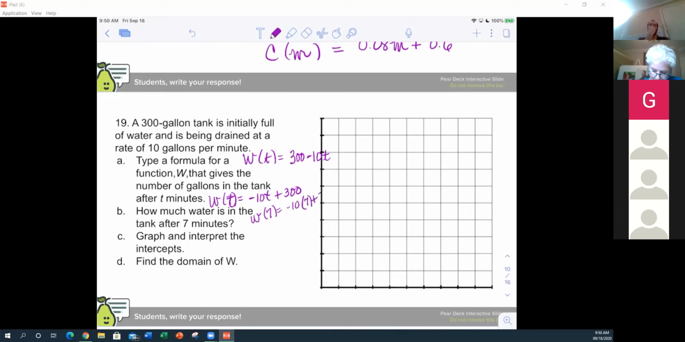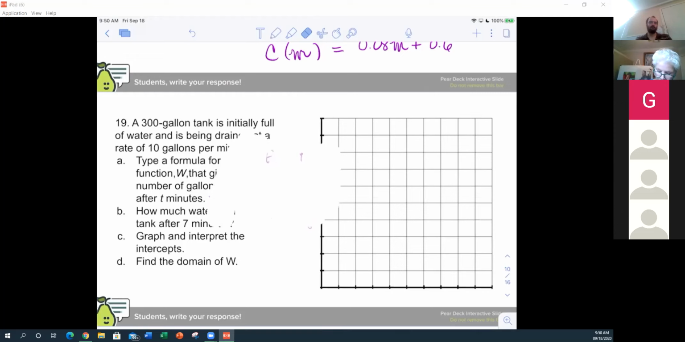And I'm not sure what C was asking for: graph the function W and identify the intercepts. For graphing, I had no idea how to graph it or even how to find the intercepts. I do know that (0, 300) is probably the y-intercept. Absolutely. I still went on my calculator and graphed 300 minus 10T, and I looked at the table of intercepts. Okay, so I got it. Okay, you're really doing well.